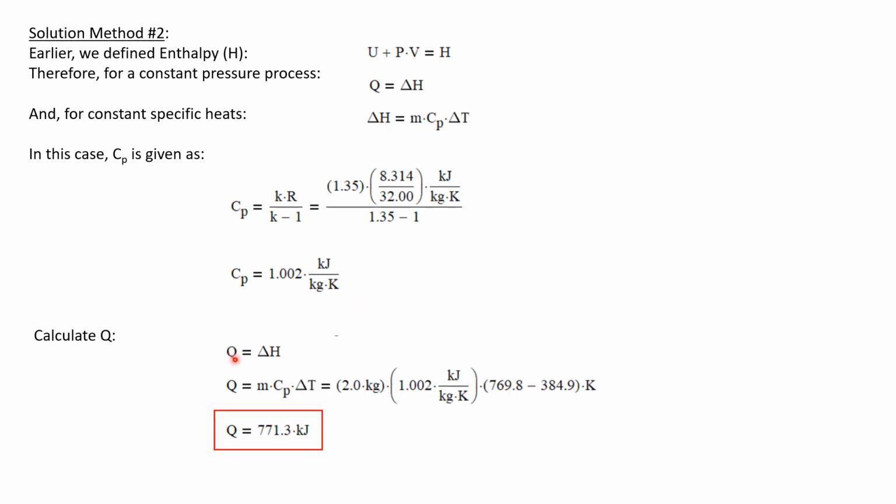Now, since I know Q is delta H, Q is also m C sub P delta T. I have a mass of 2 kilograms, a C sub P of 1.002, and I have T2 and T1, so I can readily solve this equation, and I get the heat transfer is 771.3 kilojoules, essentially the same answer I got in the prior solution, only this solution is somewhat simpler.